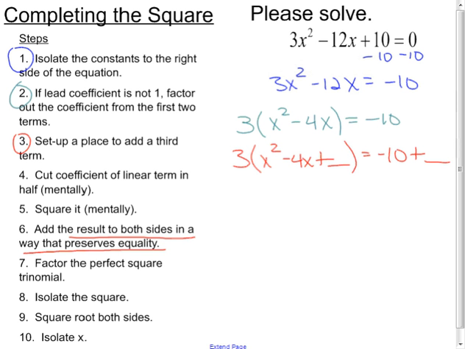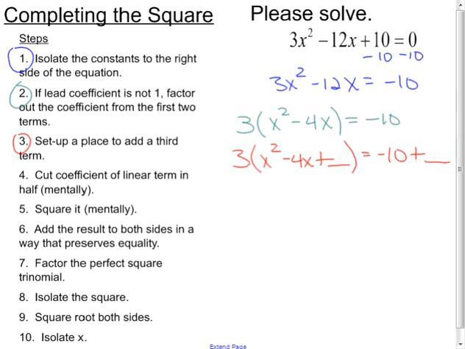Okay, so now some mental steps. Cut the coefficient of the linear term in half. The linear term is negative 4. Cutting that in half gives me negative 2 mentally. Then it says to square it. So negative 2 squared will give me 4. And then it says add the result to both sides in a way that preserves equality. Okay? And I will do that in green for now. Pay attention, because this is definitely going to be a trick. I said I was going to add 4 to both sides.